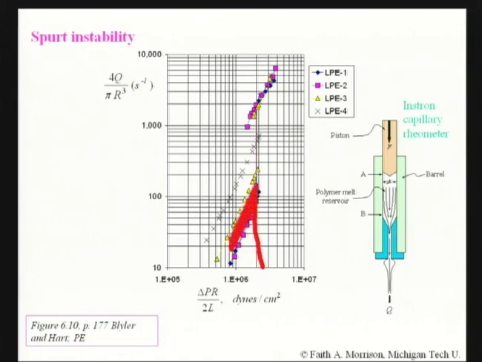Here I'm at one constant stress, and it just jumps an order of magnitude in shear rate. That's something that happens because of some kind of instability inside the capillary.